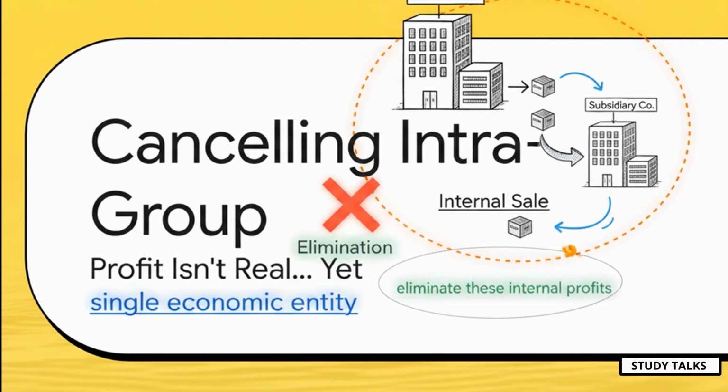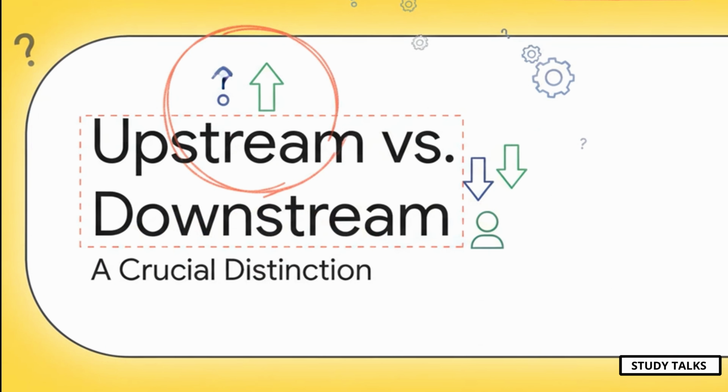Next up, intra-group deals. Now, the whole point of consolidation is that we pretend the parent and subsidiary are one giant company. And you can't make a profit by selling something from your left pocket to your right pocket, right? So any profit from these internal sales has to be canceled out until the goods are sold to someone outside the group.